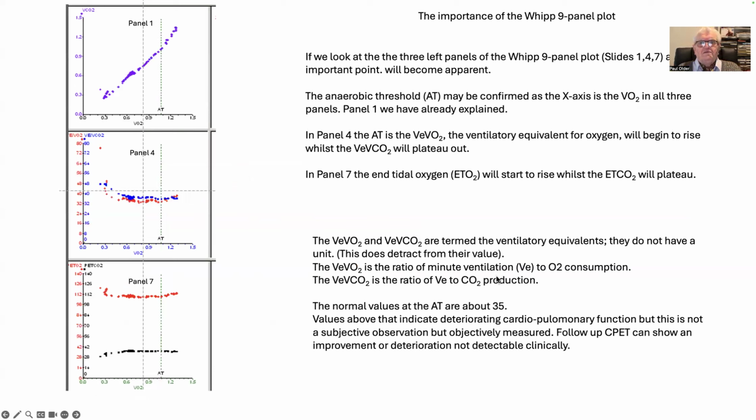If we look at the 3 left panels of the Wasserman plot, that's slides 1, 4, and 7, you'll notice that the anaerobic threshold may be confirmed as the x-axis in all 3 is the same, VO2, VO2, VO2. Not only is it the same, but it has exactly the same points. Then normally you would confirm the anaerobic threshold in panel 1. Then panel 4, we should be able to confirm that by, I'll explain in just a minute, but the points there and by the points here.